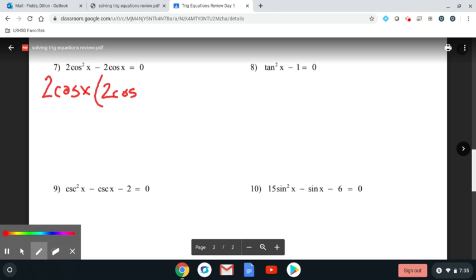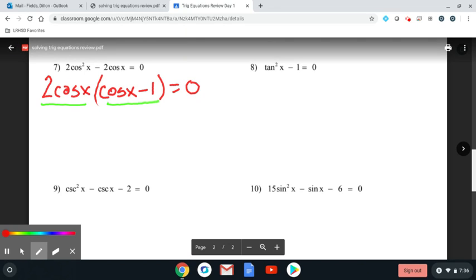I'm sorry, let me take that back. 2 is not out in front. When we take out a 2 cosine x, that just leaves us with cosine x minus 1 in our parentheses. So we have 2 cosine x times cosine x minus 1 is equal to 0. Just like we talked about in those last problems, here's where you now finally have your 2 groups. Set those 2 groups equal to 0 and try to solve.